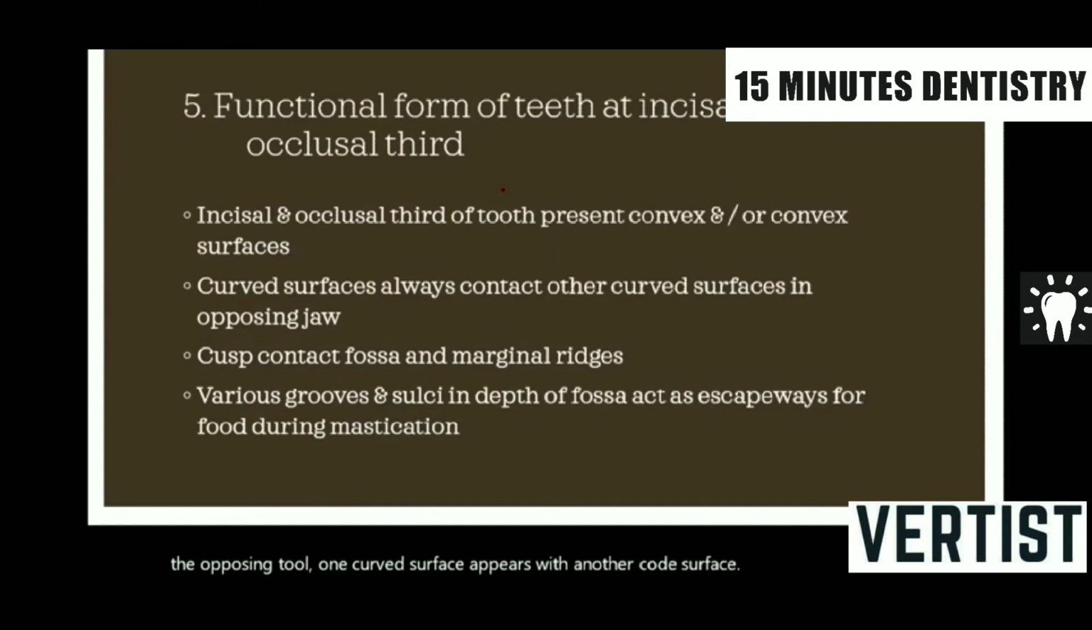The most commonly followed principle is the cusp getting engaged in the fossa of the opposing tooth, or the cusp getting engaged in the marginal ridge of the opposing tooth. Now we always think that this occlusion is very perfect, meaning there is no space. For example, when a cusp is occluding in the fossa of the opposing tooth, we think that it snugly fits within it, but it is not like that.